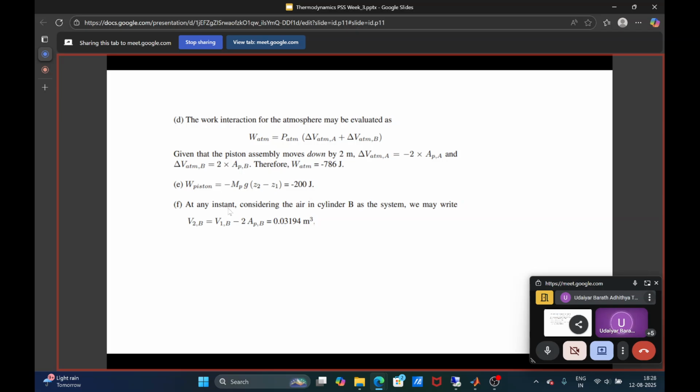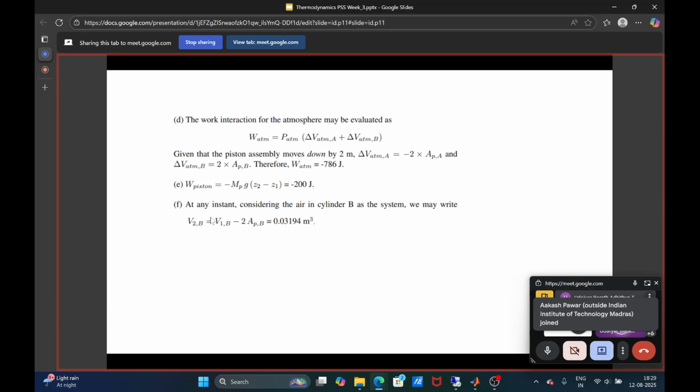The work done by both the gases, how will you find that? The summation of all the work will be 0. So W atmosphere plus W piston plus W gas will be 0. So W gas will turn out to be 986 joules. So we have found the work done by the atmospheric pressure, and then the piston.